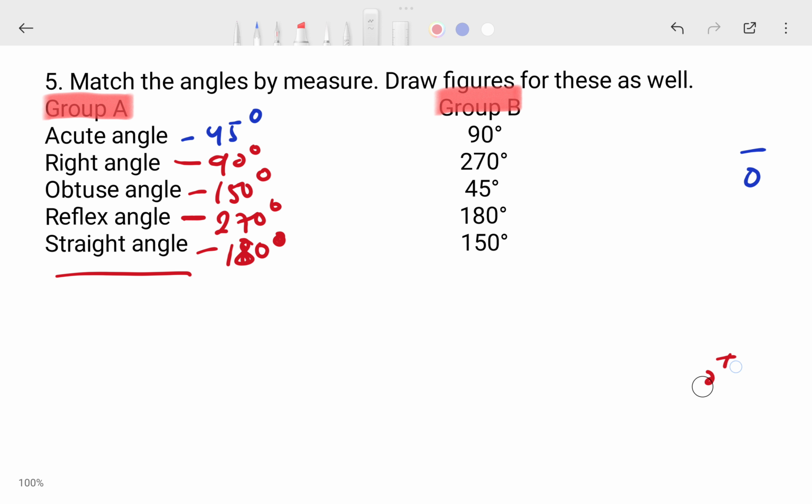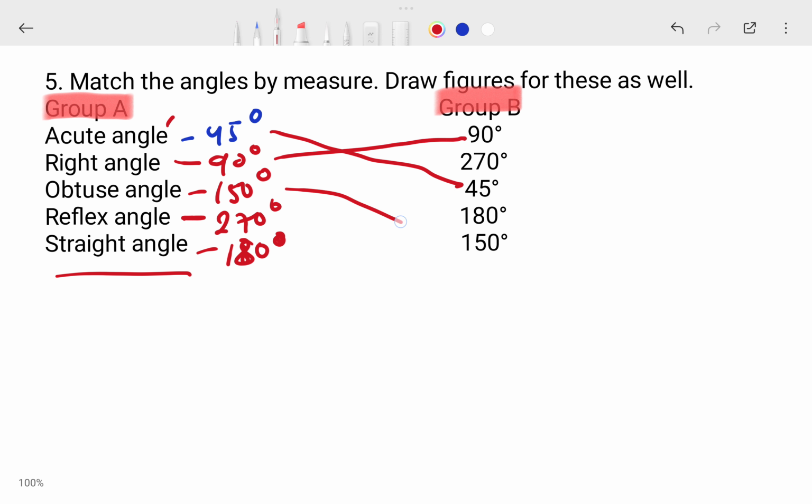Now if you want to match, you can match like that. The first answer is 45, the second one is 90, then 150, 270, and you can match like this 180. Like that you can match also. So this is very simple, and I already explained acute angle, right angle, obtuse, and so on.